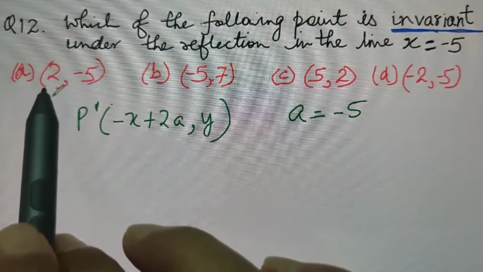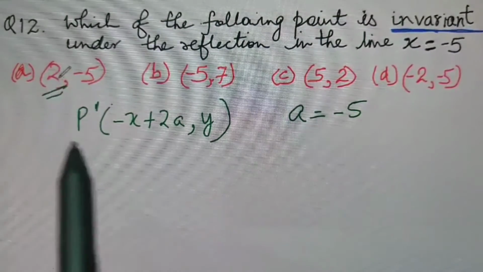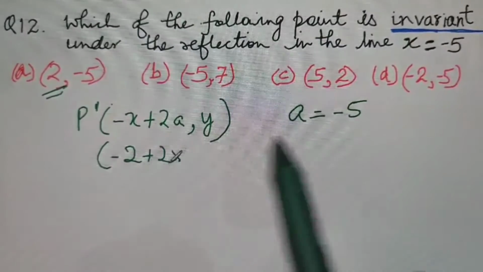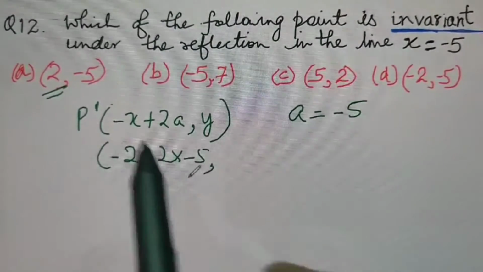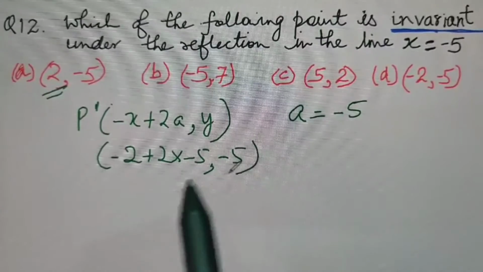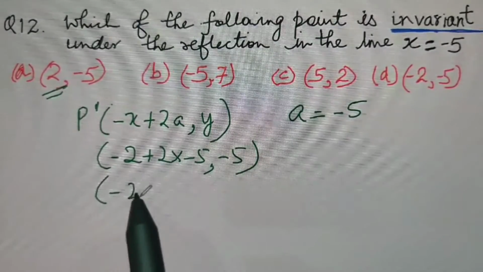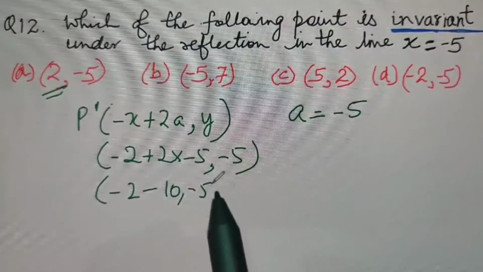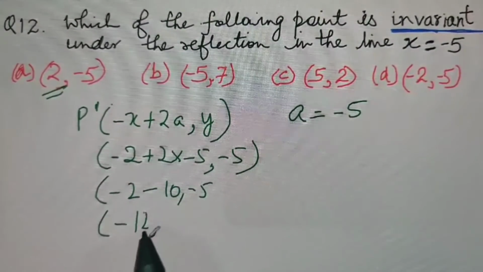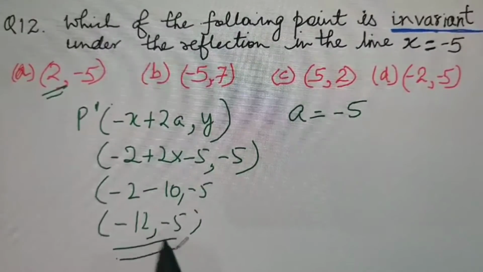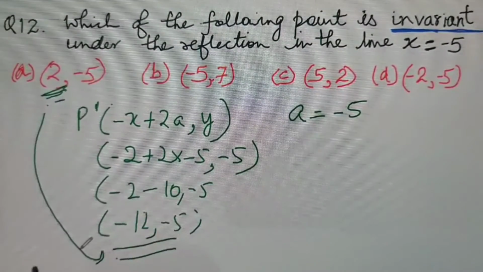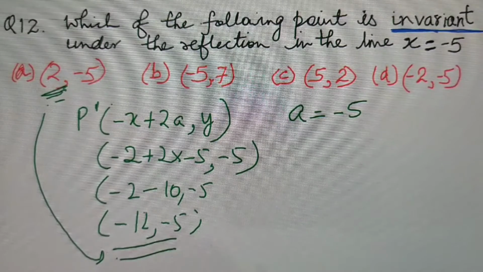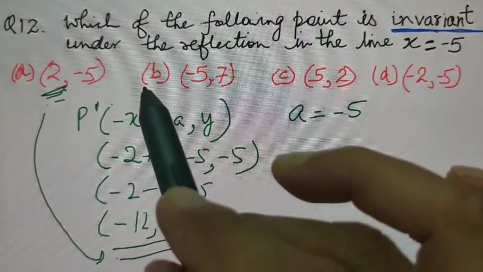Now if we take the first condition, here the value of x is 2 plus 2, the value of a is minus 5 and the y coordinate is minus 5. If we solve further, we get minus 10. So we are getting minus 12 comma minus 5. Now this and this is not the same, the coordinates are not same, so these are not the invariant point. Now let's see the next one.